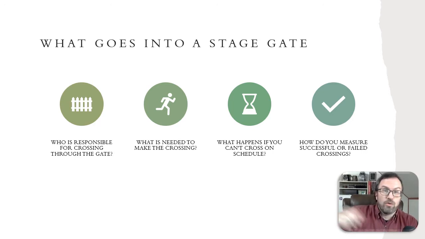Do you have to go all the way back to the beginning? Do you have to just go back a step? Or do you just have to wait until everything reaches culmination and then you can transition through that gate? And finally, how do you measure successful or failed crossings through the gate?